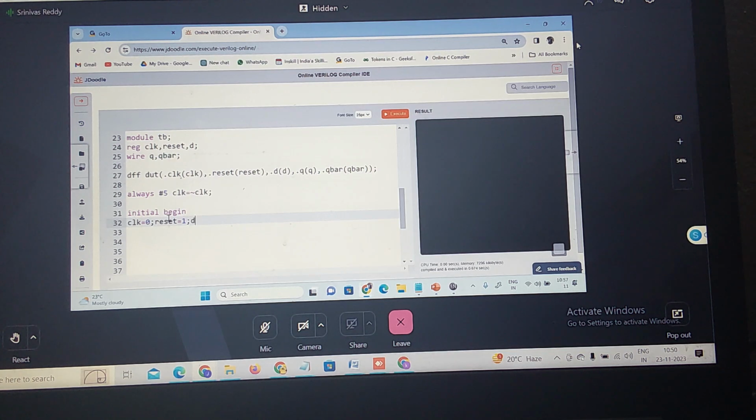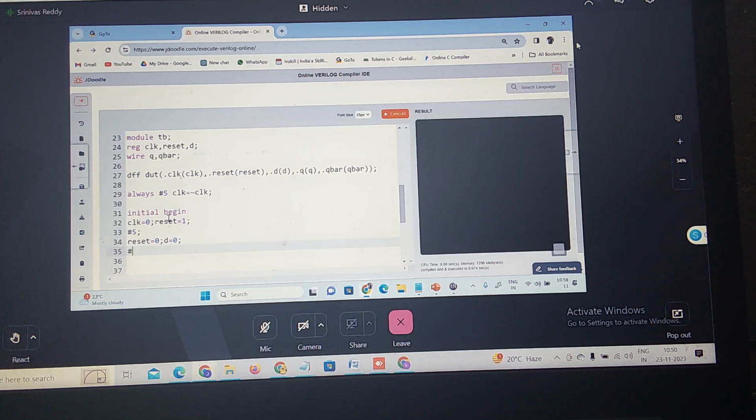So can I initialize d also to some value here at time t equal to 0? If I'm not going to initialize, d becomes unknown. Correct? Now I'm going to give hash file. The clock will be generated using always clock anyway. Now I should make reset equal to 0. Shall I make d equal to 0?